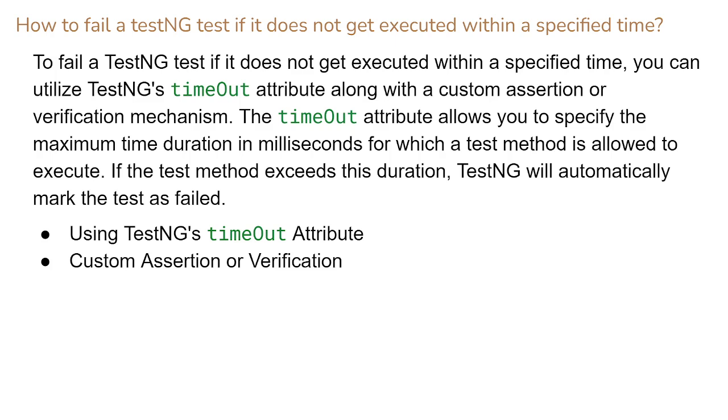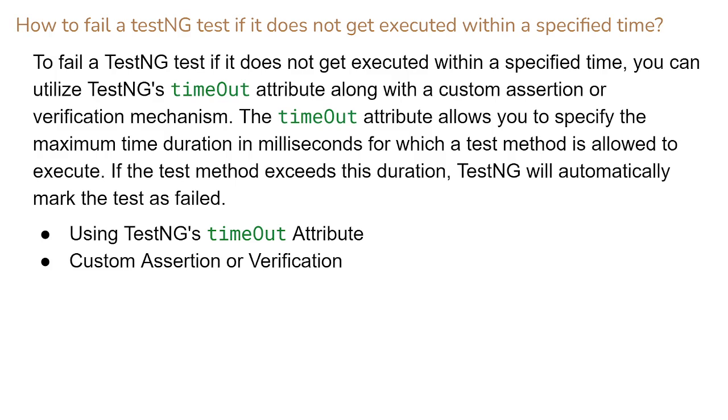To fail a test case in TestNG if it does not get executed within a specified time, you can utilize TestNG's timeout attribute along with a custom assertion or verification mechanism. The timeout attribute allows you to specify the maximum time duration in milliseconds for which a test method is allowed to execute. If the test method exceeds that duration, TestNG will automatically mark the test case as failed. So we'll see how it works.